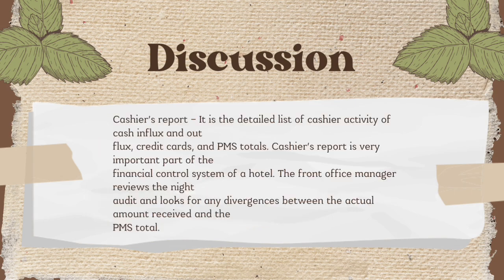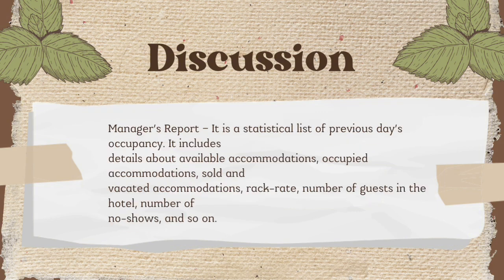Next, the cashier's report is a detailed list of what the cashier did, including money coming in and going out, credit card transactions, and the total from the hotel system. It's important for keeping track of the hotel's money, and the front office manager checks it during the night audit to make sure everything adds up correctly. Next is the manager's report. It's a summary of the hotel's statistics from the previous day, providing information on available rooms, occupied rooms, sales, vacancies, rack rates, guests in the hotel, and the number of no-shows. It helps managers track and analyze the hotel's performance.